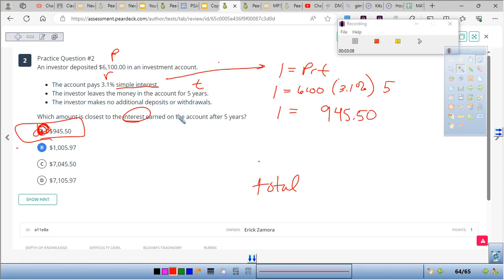Which amount is close to the interest? So we're going to find the interest. I stands for interest, so we're just going to calculate this, and then we'll get the interest, basically our answer. So P, 6,100, times R, which is 3.1%, times the term of 5. Put it in the calculator, we'll get this. And there it is. I know it's marked up here, but no, it's this, not the other answers.